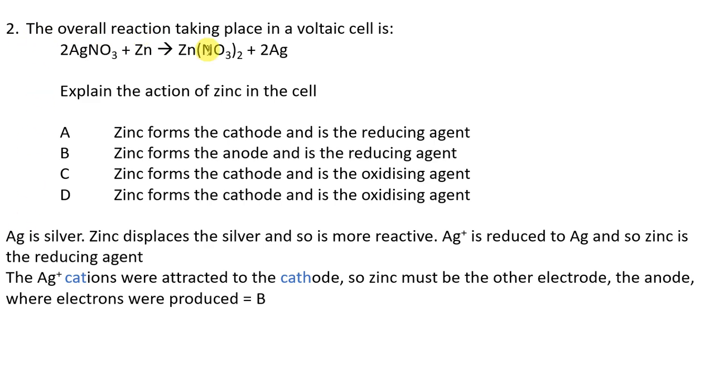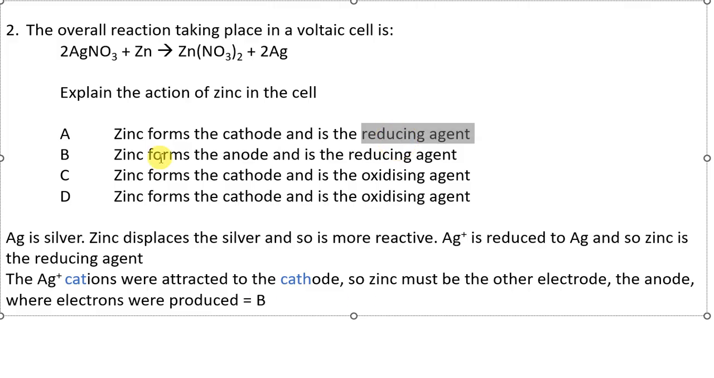Another configuration. Another voltaic cell. This time we've got a compound containing silver, Ag, with zinc metal. Explain the action of zinc in the cell. Well, if I look at the zinc, starting off as metallic elemental zinc, ending as zinc ions. The zinc is being oxidized. If it's being oxidized, it's acting as the reducing agent. That means that I am down now to A and B as options.